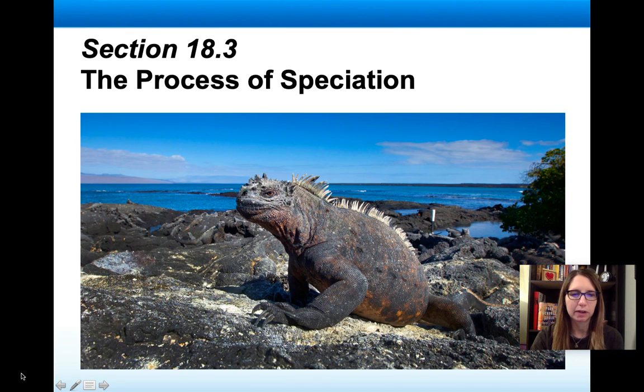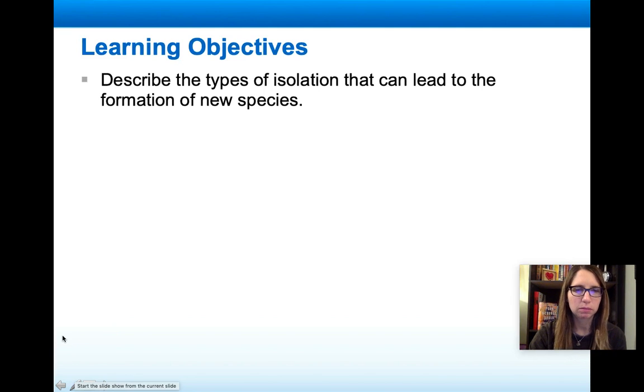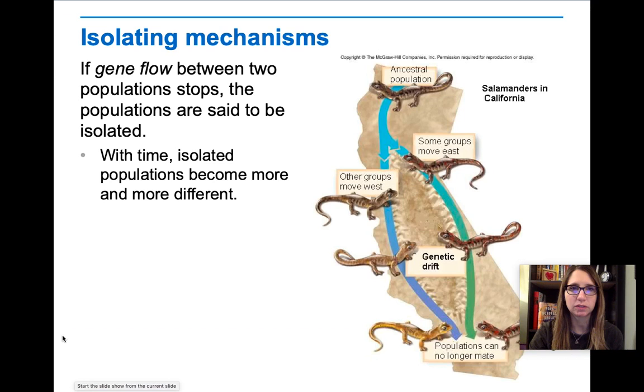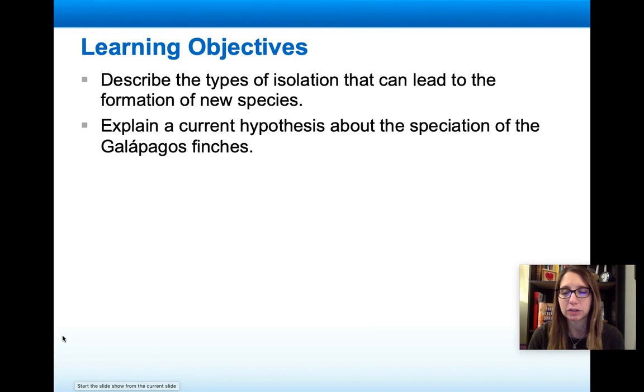Let me pull this back up. All right. So in terms of this section, we move on. So we've got learning objectives, and we've just got two. So I told you we're going to look at isolating mechanisms, and that's going to be kind of where we begin, looking at how we form new species. And then we're going to use an example about the finches found on the Galapagos Islands, which we've talked about a lot, to look at exactly how all of this data fits into our understanding of these processes of natural selection and evolution.